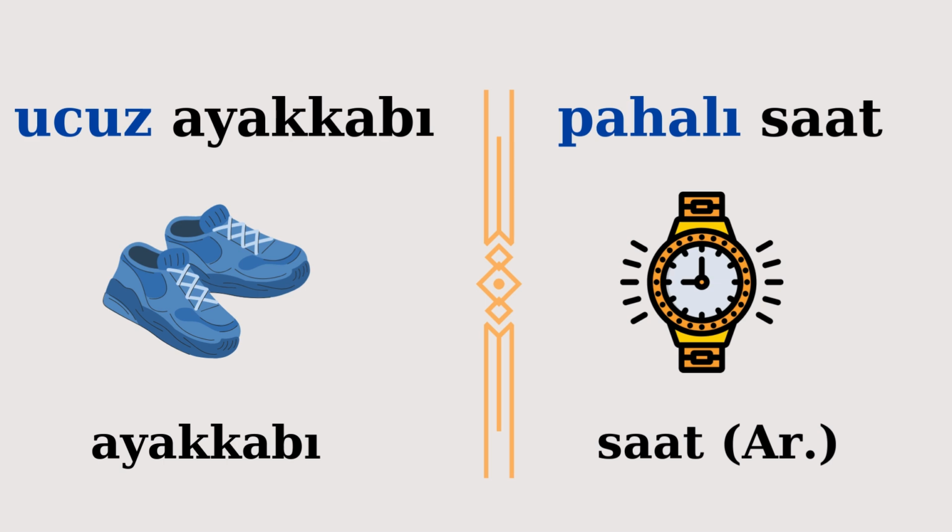The second phrase is pahalı saat, which means expensive watch. Here is another new word, saat. It means watch, clock or time. It is an Arabic word.